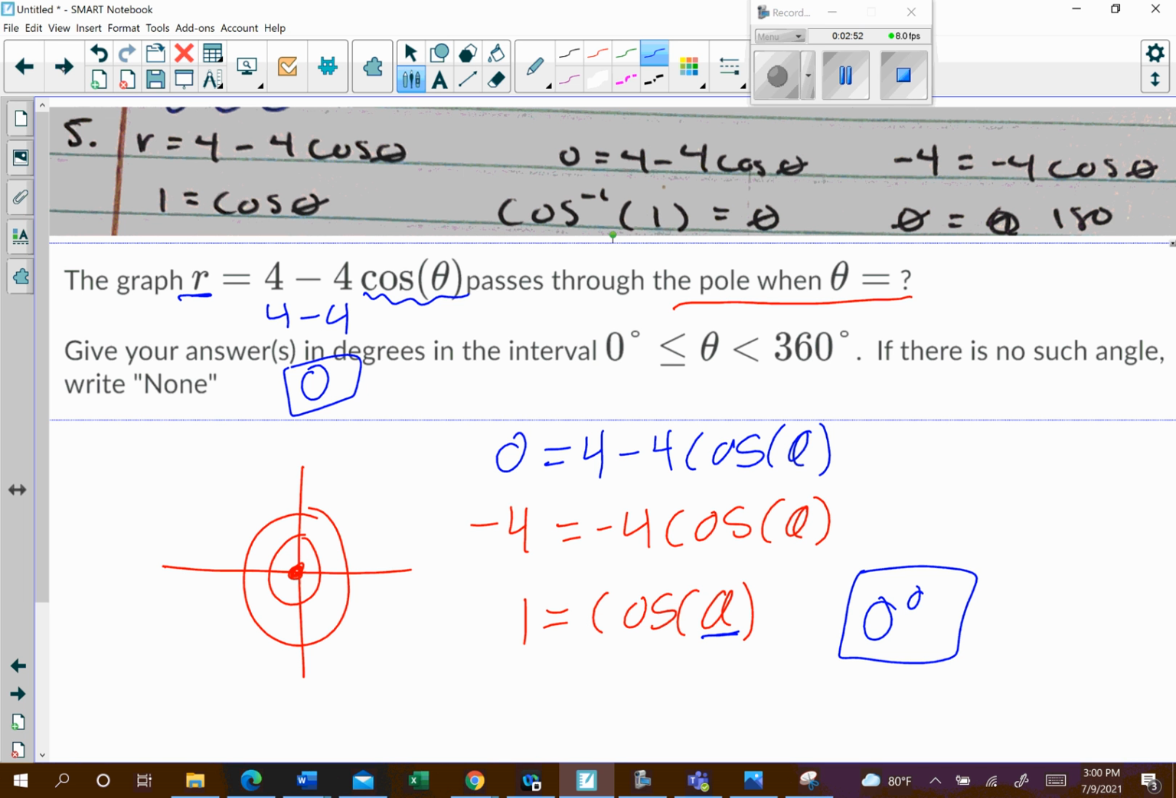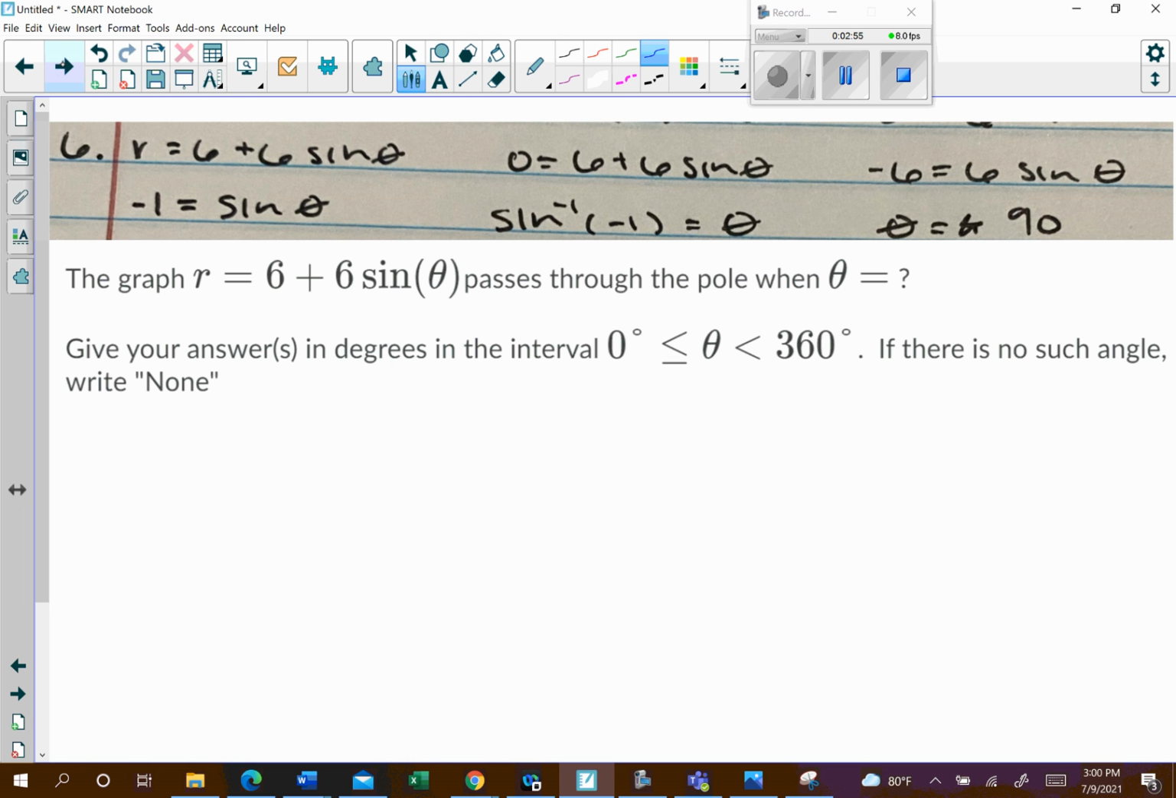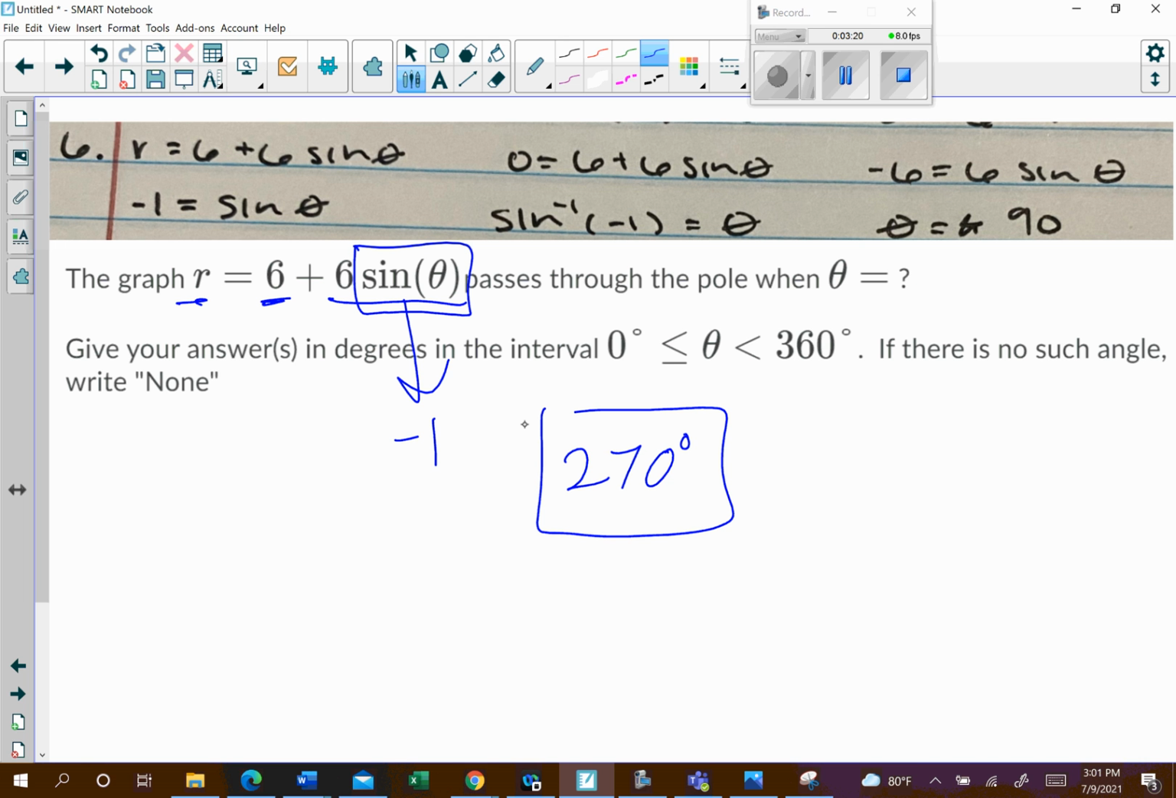Okay. And the next one's basically the same question, except we're given sine, and it's very similar. So you can see r equals 6 plus 6 times sine. So basically, you need to figure out what would make this equal negative 1, and then you would end up with 6 plus negative 6, which would make r equal 0. And so sine is negative 1 at 270 degrees, okay?